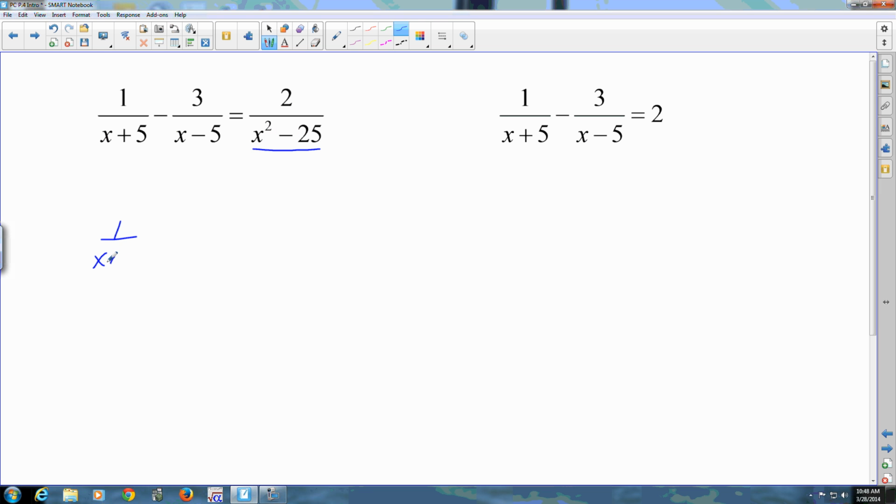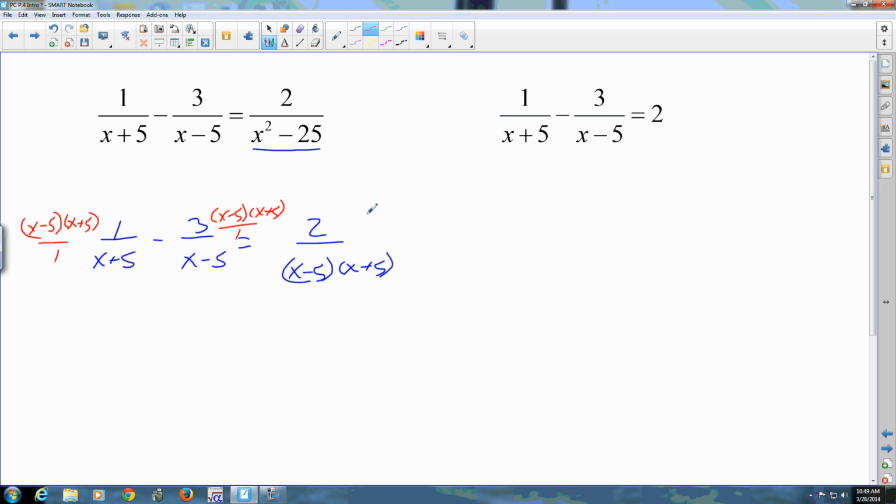If you'd rather think of it like this, you don't have to. I'm just offering this up as an alternative. X minus 5, x plus 5. This is your LCD. So when I ask you to go ahead and multiply everybody by your LCD, it's the entire LCD. Good grief. Let me try to write that over. X minus 5, x plus 5. Everybody gets the entire LCD. So that would be x minus 5, x plus 5. And this would be x minus 5, x plus 5.